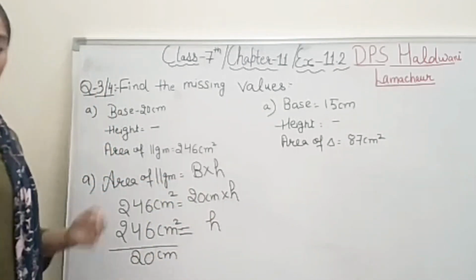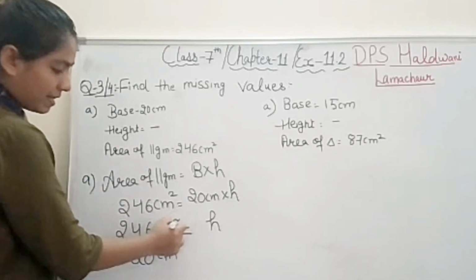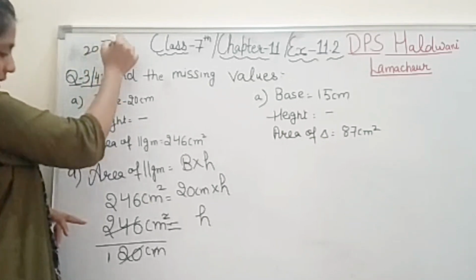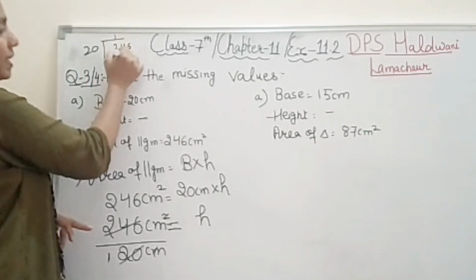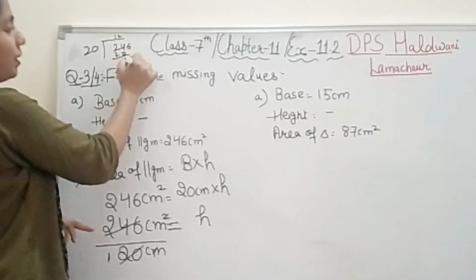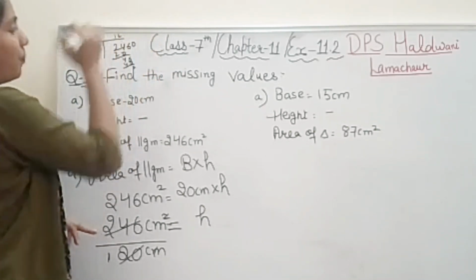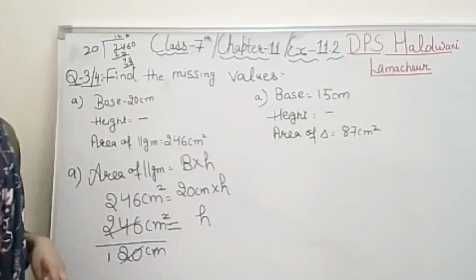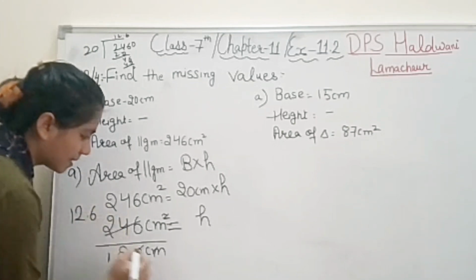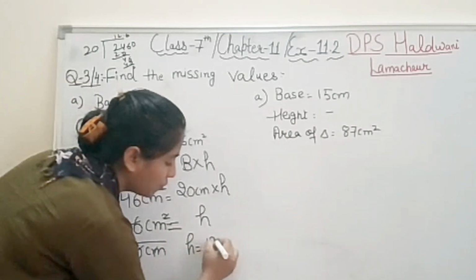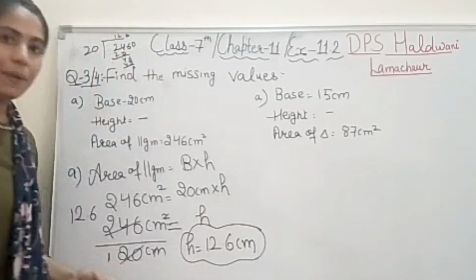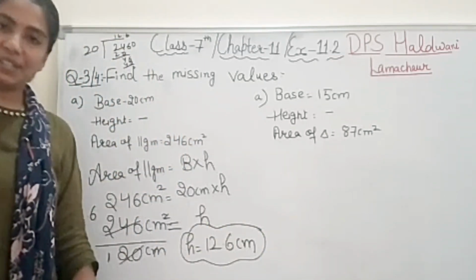Now what will we do? We'll do division. Centimeter will cancel out with centimeter. Divide 246 by 20. 20 ones are 20, 4 6, then 20 twos are 40, 6 will come, 0, then point and 26 are 60. It means the answer is 12.6. So the height would be 12.6 centimeter. Very simple, it is just a calculation only, nothing else.